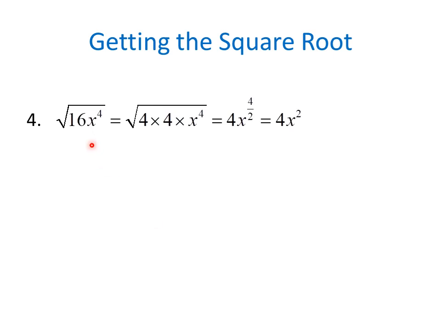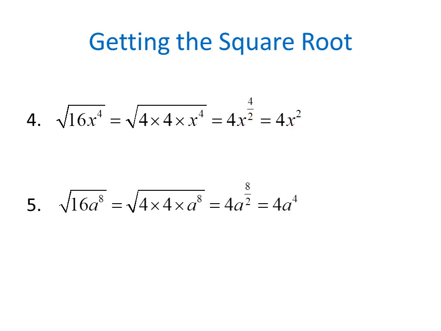Another example, let's say you have the square root of 16x to the 4. 16 is 4 times 4, 4 multiplied by itself, therefore the square root of 16 is 4. Then how about the square root of x to the 4? So you write x to the exponent 4, then divide that exponent by 2, so you get 4x squared.